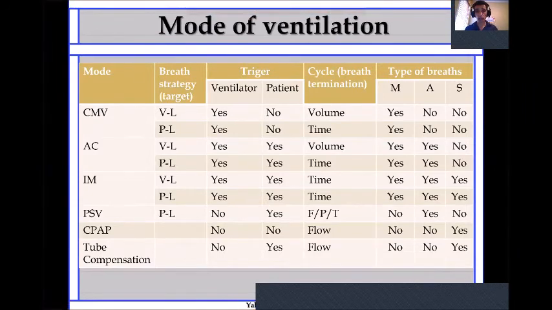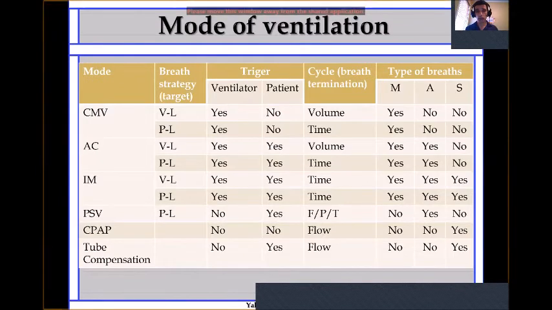So you will see the ventilator trigger and the patient trigger, volume limited cycled by volume, pressure limited cycled by time. Do you see mandatory? Yes. Do you see assisted? Yes. Do you see spontaneous? No, because the machine will not allow the patient to do any spontaneous breath; it will help every breath.